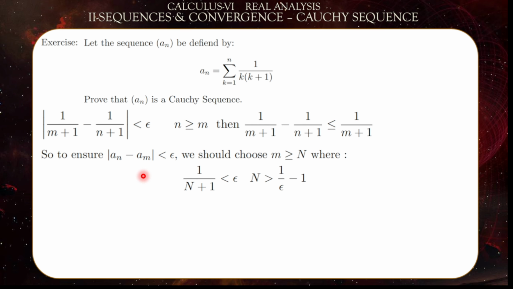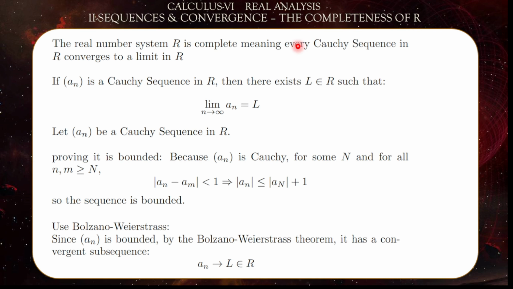To ensure a_n minus a_m is less than epsilon, we should choose m greater than or equal to N, where 1 divided by (N plus 1) would be less than epsilon, and N would be greater than 1 divided by epsilon minus 1. The completeness of R: the real number system R is complete, meaning every Cauchy sequence in R converges to a limit in R. If a_n is a Cauchy sequence in R, then there exists L within R such that the limit of a_n as n approaches infinity is equal to L. So the Cauchy sequence, in other words, would have a limit.